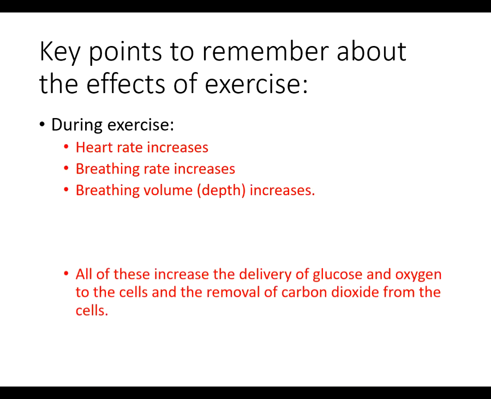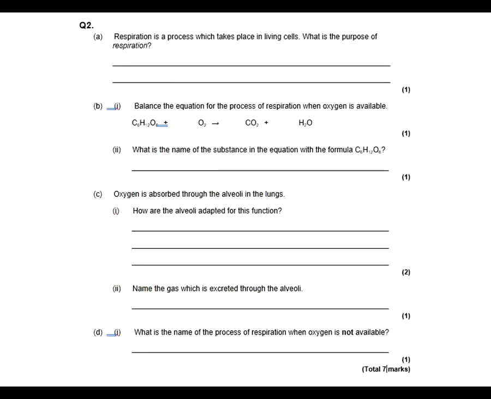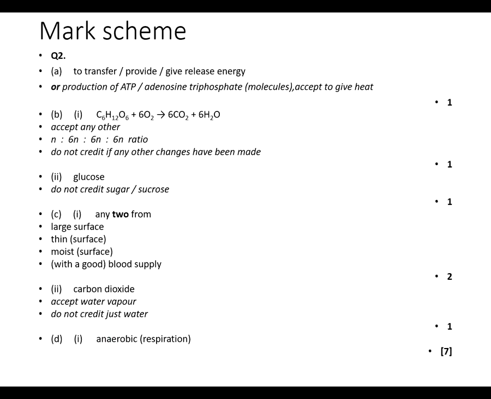And these all happen so that we can get more glucose and oxygen to the cells and remove more carbon dioxide and sometimes lactic acid in anaerobic respiration from the cells. Okay, so we must remember those key points. And basically then, respiration can happen as efficiently as possible. So again, I suggest you pause the video and have a look at this exam question. Okay, and then you can check it using these answers.